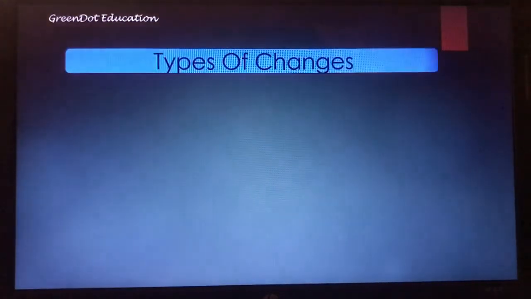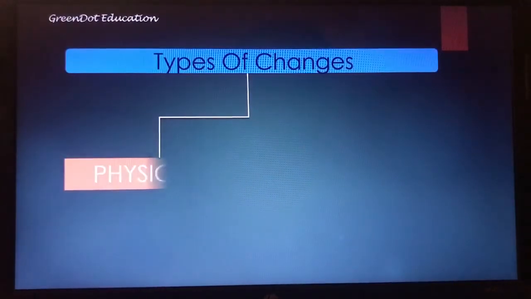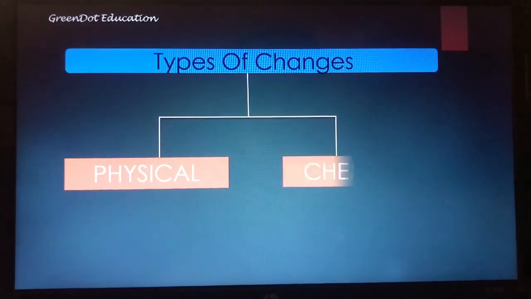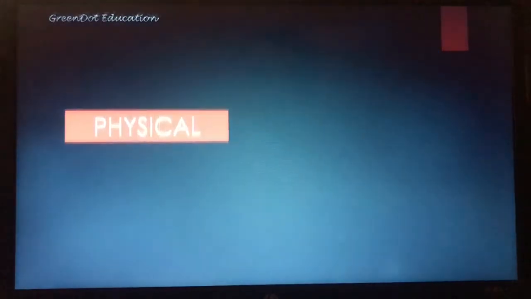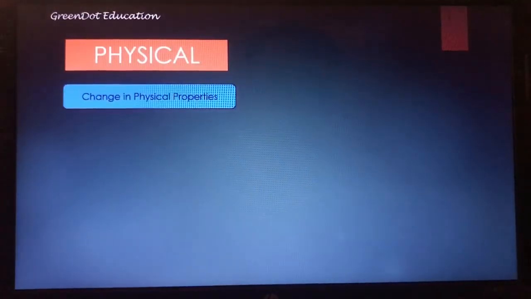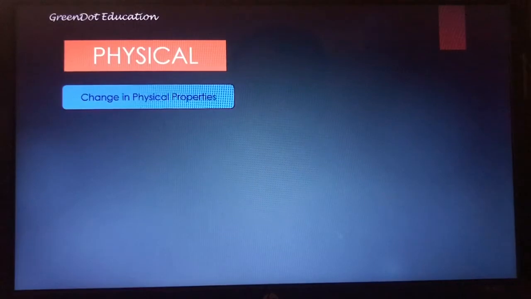So there are different types of changes, and in that we are going to study about the physical change that takes place in a substance and the chemical change that takes place in a substance. Now first of all, what is a physical change? The physical change is the change which takes place in the physical properties of a substance. Now what do you mean by physical properties? Physical properties are those properties which we are able to observe, or we can say that it doesn't change the internal structure or chemical composition of that substance.